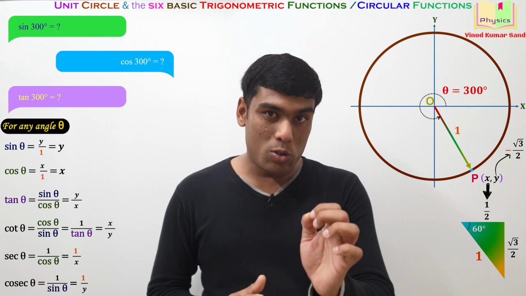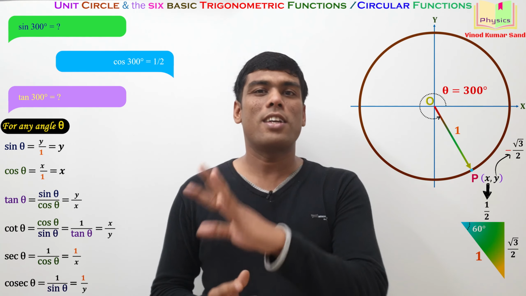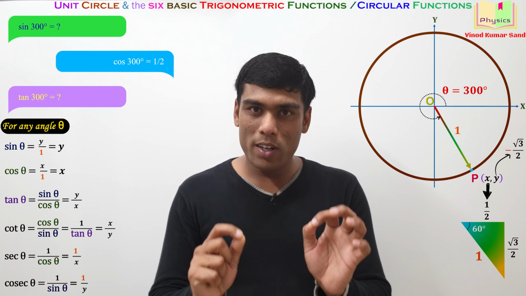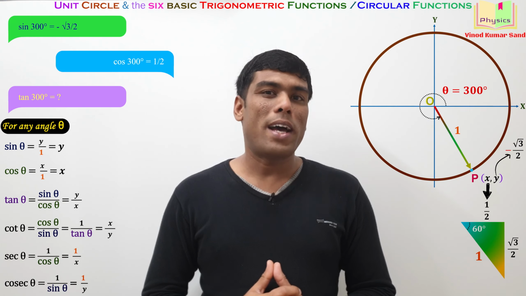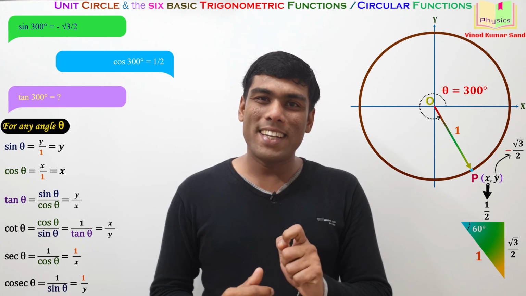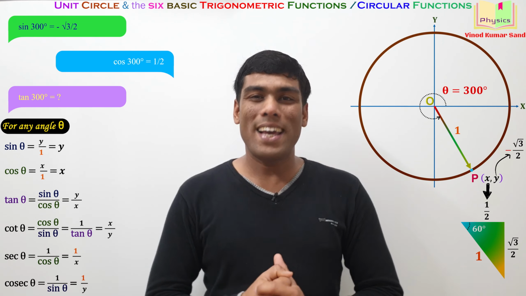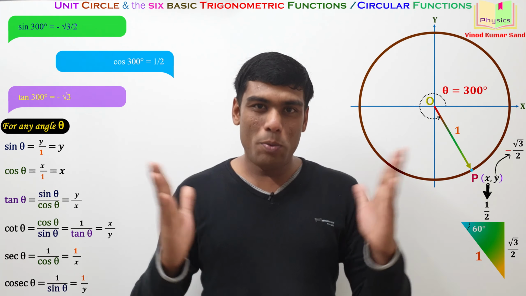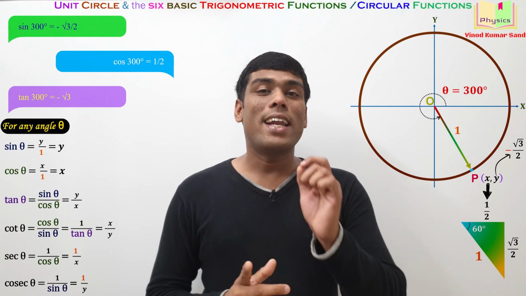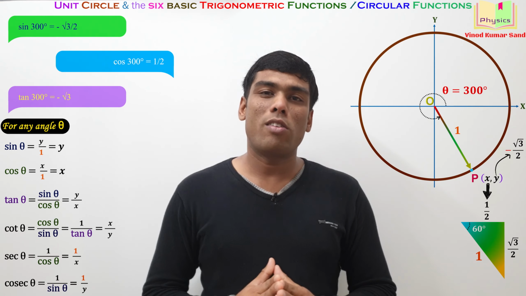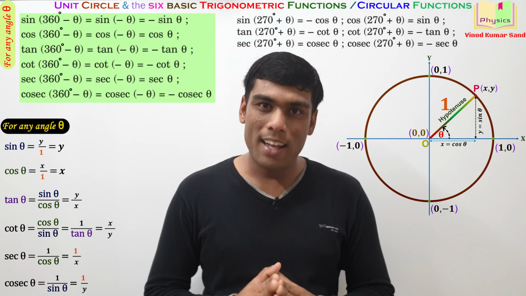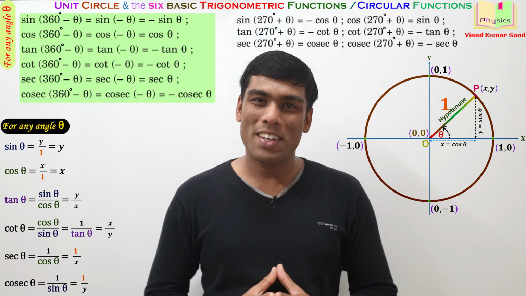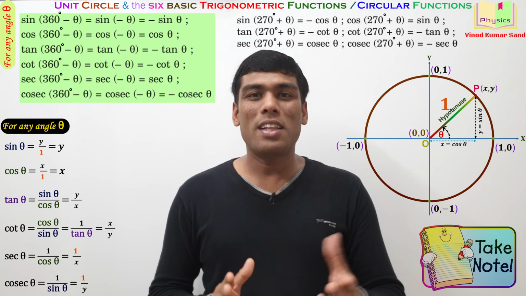It means cos 300 degree is equal to the x coordinate, which is 1 by 2, and the sine 300 degree is equal to the y coordinate, which is minus root 3 by 2. And the tan 300 degree will be equal to y coordinate by x coordinate, which will be equal to minus root 3. I hope you got the same values. And now here you can see a few general formulas for any angle theta. You may put in some values and verify them yourself. Clear? Note it down, then we'll go further.